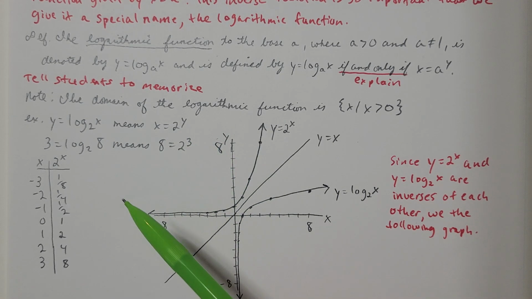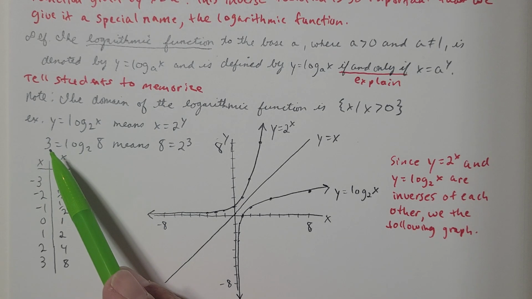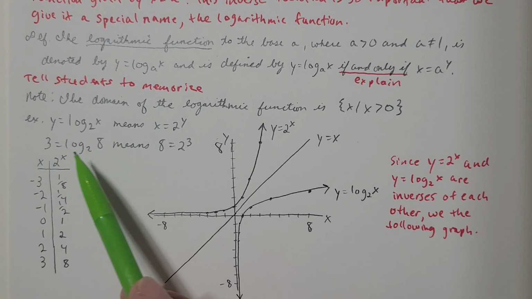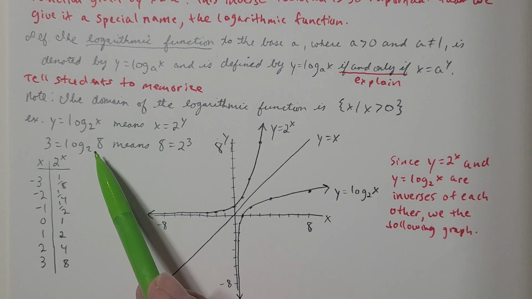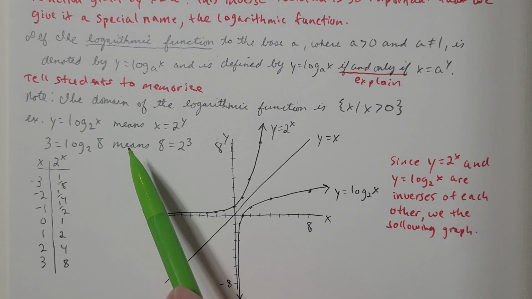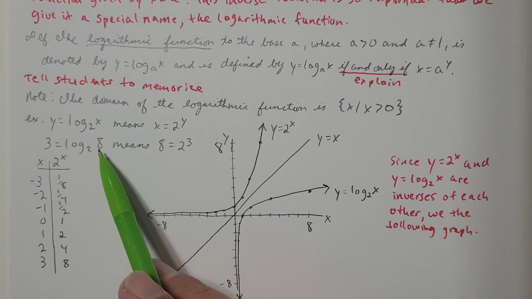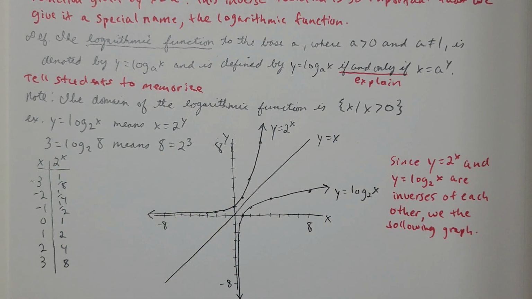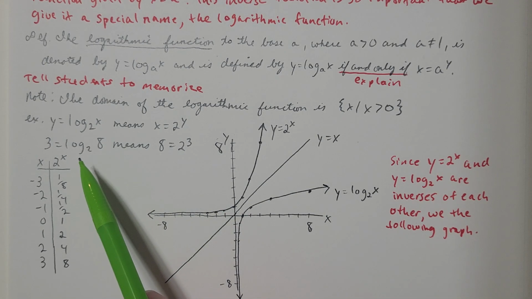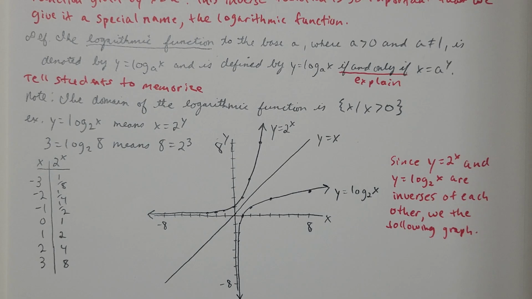Okay, and let me assign specific numbers here to this. If I let y be 3 and x be 8, then I have the equation 3 equals log base 2 of 8. Okay, what that means, x equals a to the y, the x value is 8, a is 2, and y is 3. Okay, so I have the equation 8 equals 2 to the third power. Right, and that'd be a true statement, right? 2 cubed is 8. It's just another way to say that 2 cubed is 8 is to use this logarithmic form. 3 equals log base 2 of 8, that means exactly the same thing. Okay?